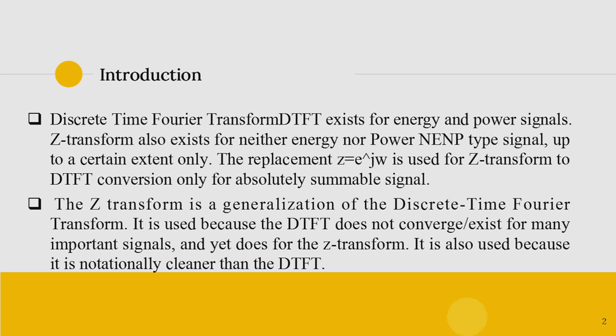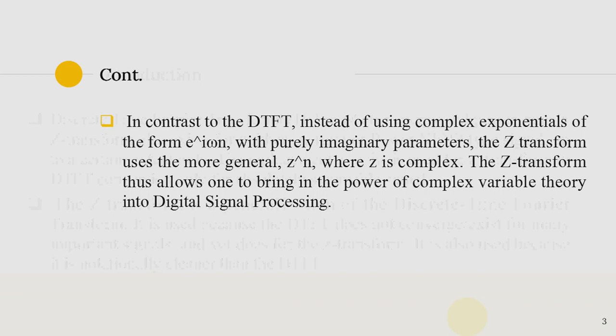It is used because the DTFT does not converge or exist for many important signals, and yet the Z transform does. It is also used because it is notationally cleaner than the DTFT. In contrast to the DTFT, instead of using the complex exponential of the form e raised to j omega n with purely imaginary parameters, the Z transform uses the more general z raised to n, where z is complex.